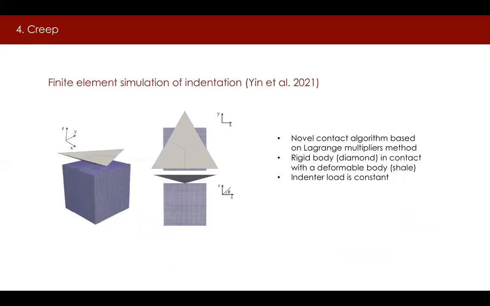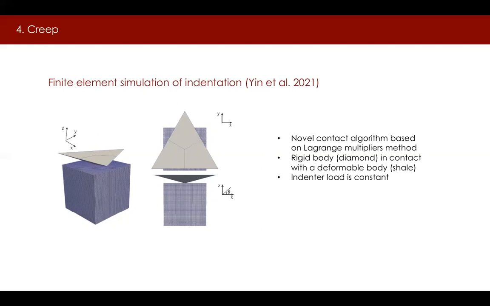Indentation is a contact problem, so simulating this problem requires a robust contact algorithm. There is, however, a special feature of the present contact problem in that the indenter is made of diamond, which is many times harder than the shale that is being indented. Thus, the indenter can be assumed to be a rigid body.